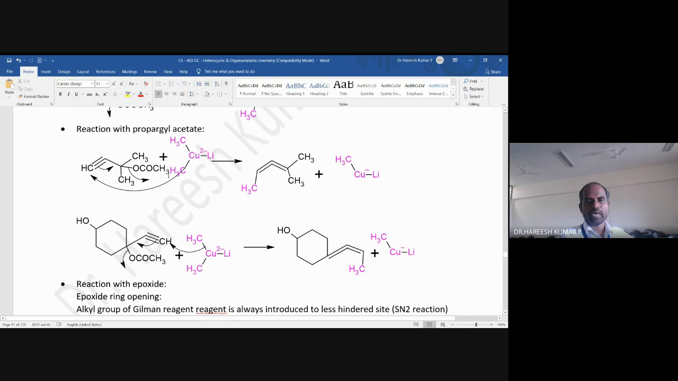What will happen when a propargyl acetate is treated with dimethyl cuprate? There will be a new bond formation between this carbon and this carbon. Once there is a bond formation between this carbon and this carbon, this bond pair goes over here. When this bond pair moves to here, the acetoxy will be the leaving group. When the acetoxy goes out, the compound obtained is called an allene compound.